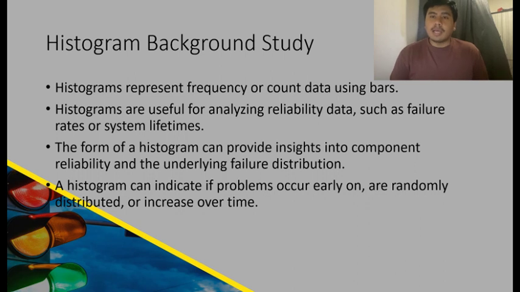So, there are two types of method we use to analyze our data, which are the histogram and the control chart. First of all, the histogram represents the frequency or the count of data using bars. Histograms are useful for analyzing reliability data such as failure rates or system lifetimes. A histogram can indicate if problems occur early on, are randomly distributed, or increase over time.